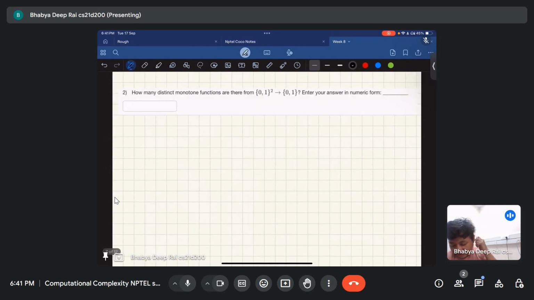Now let's look at the second question. How many distinct monotone functions are there from 0, 1, 2 bits to 1 bit? Enter your answer in numeric form. So first of all, how many functions?